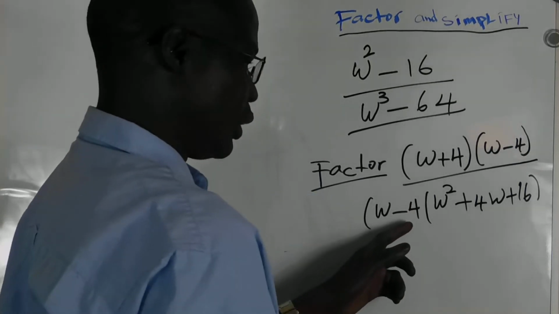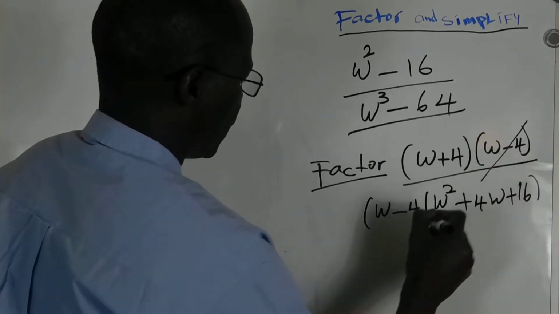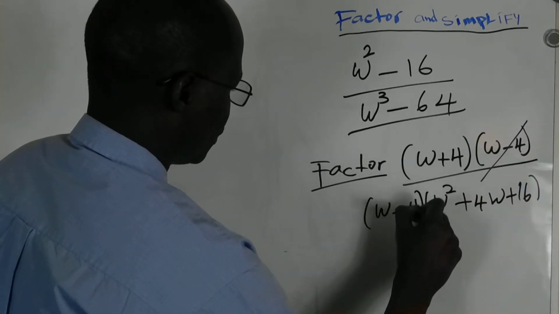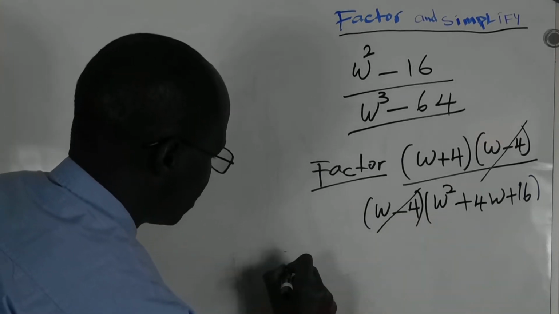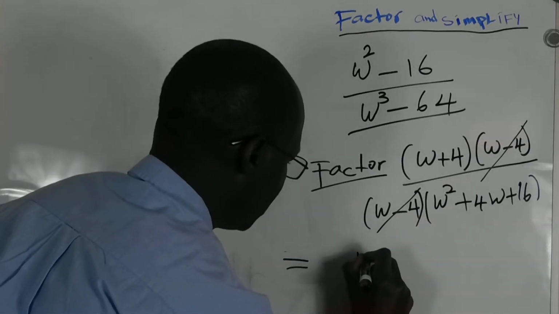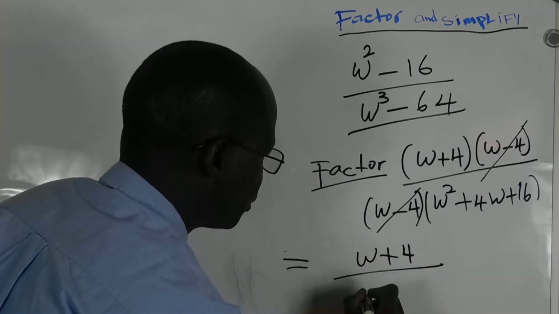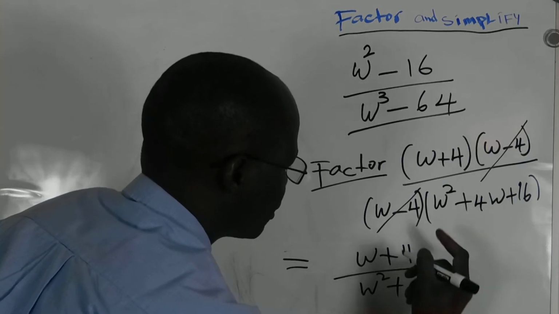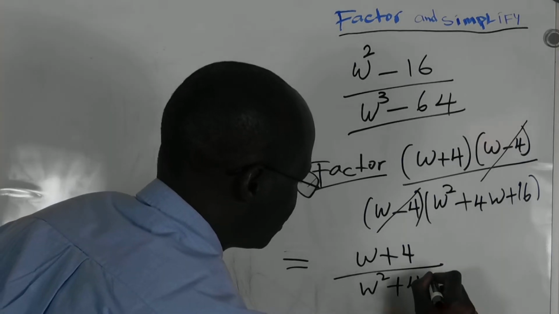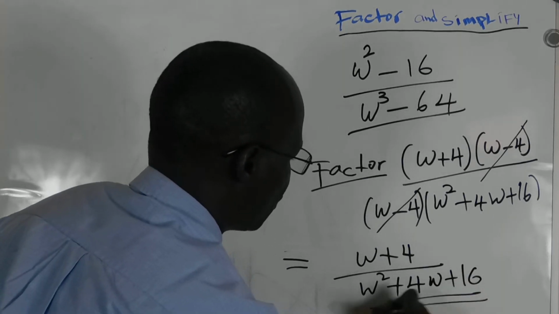And as you can see here, the w minus 4 should go with this one. So the answer should be w plus 4, and the whole thing should be w power 2 plus 4w plus 16. And that's your answer.